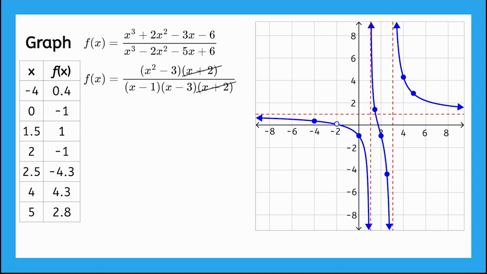Before we move on, there's one more thing you can do with the factored form of the function. Examining the factored form of the numerator will show you the function's x-intercepts. Using the factor that didn't cancel out, x squared minus 3, and setting it equal to 0 tells us that the x-intercepts are plus or minus the square root of 3, which is about 1.7. We can see both of those values here on the graph. One more confirmation that we have correctly graphed this function.